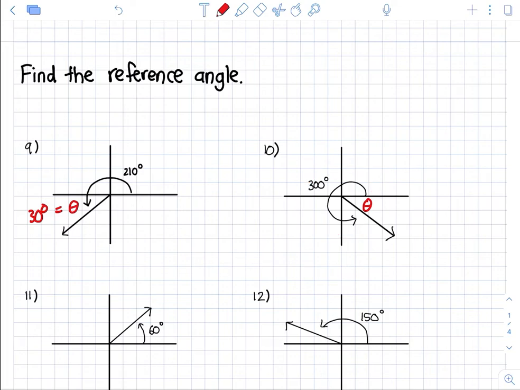So that just means this amount right here must be the amount needed in order to form a whole circle. Do you guys see how this would be a whole circle? So if this is 300, then that small amount must be 60 degrees. Again, the reference angle is the angle that's formed by the x-axis and the terminal side.